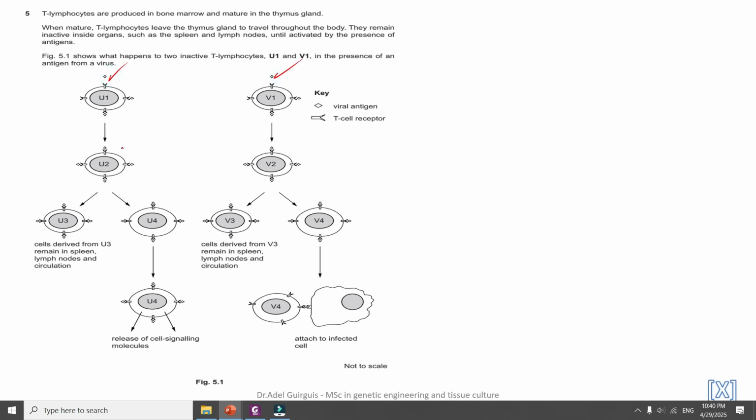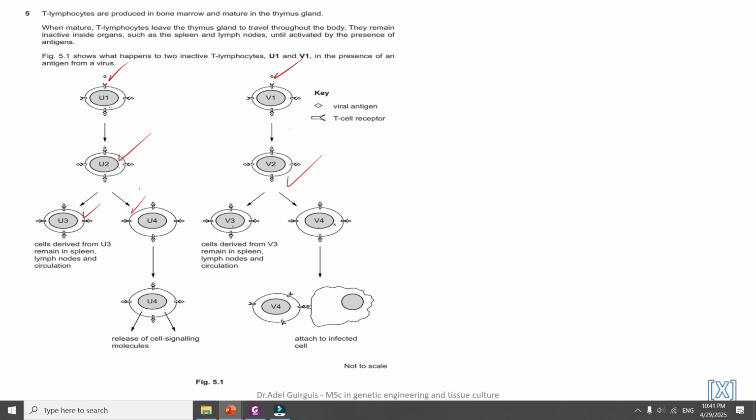U1 and V1 encounter the viral antigen and become activated. U1 is activated into U2. After activation, it starts mitotic division to form U3 and U4. The same happens to V1 after receiving the antigen, which fits complementarily with its receptors. It is activated and changes into V2, which rapidly divides by mitosis into V3 and V4. This division forms a clone, and this is called clonal expansion.